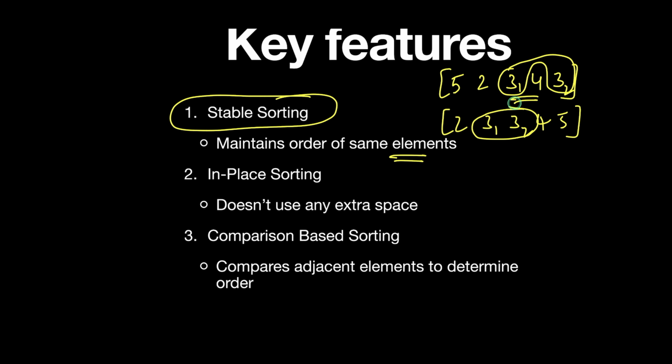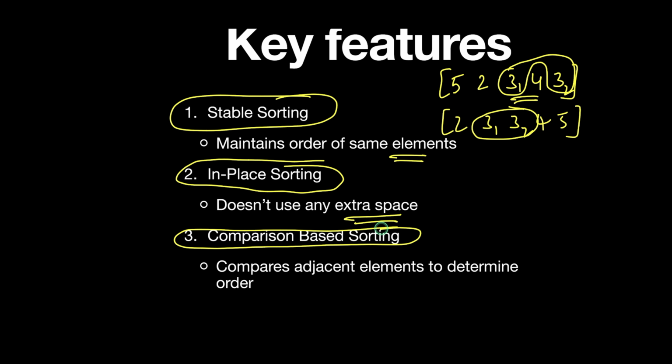So the second point is it is an in-place sorting algorithm. It must be very clear by this point that we don't use any additional data structures and the array is sorted in place, right? So that makes it use no extra space and hence it is an in-place sorting algorithm. The third one is pretty clear from the name itself. It is a comparison based sorting algorithm, and that's because we compare adjacent elements at every stage.